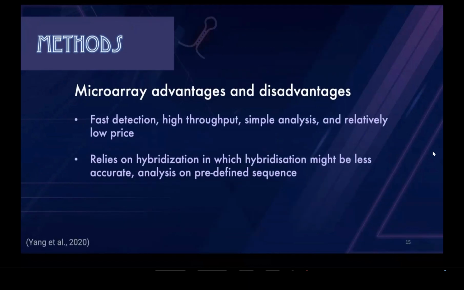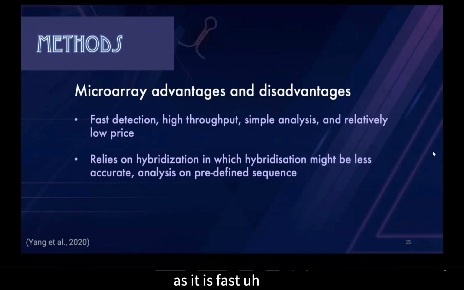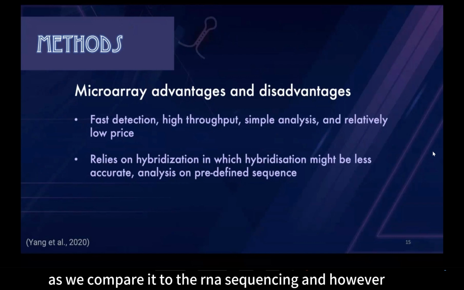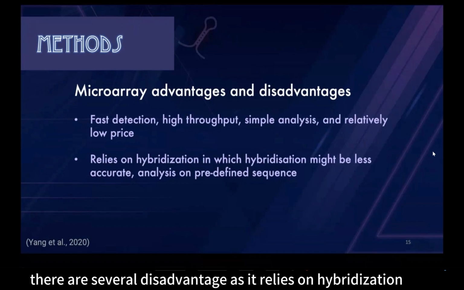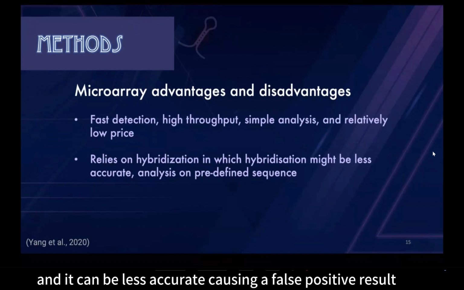and this labeled cDNA will be hybridized on the microarray chip. And then there are several advantages and disadvantages of microarray, as it is fast, the detection is fast, high throughput, and the analysis is simple and relatively low price as we compare it to the RNA sequencing. However, there are several disadvantages as it relies on hybridization. It can be non-specific and it can be less accurate, causing a false positive result.